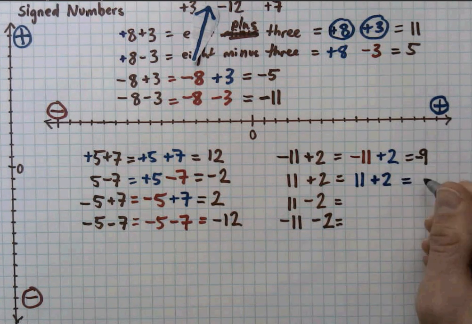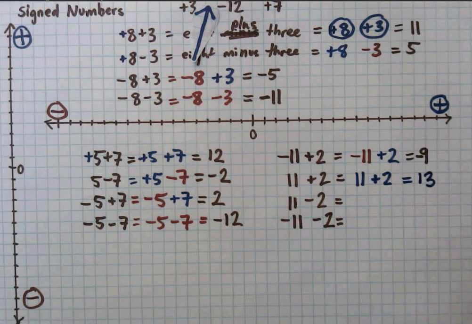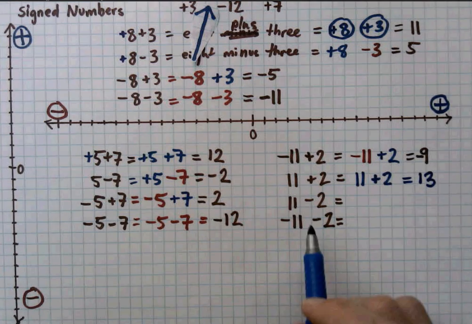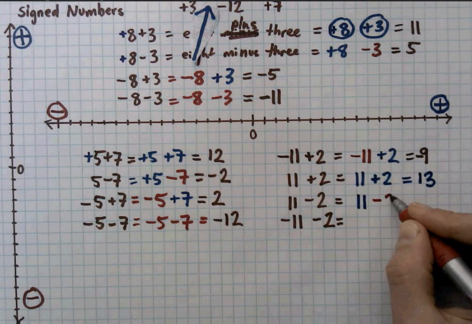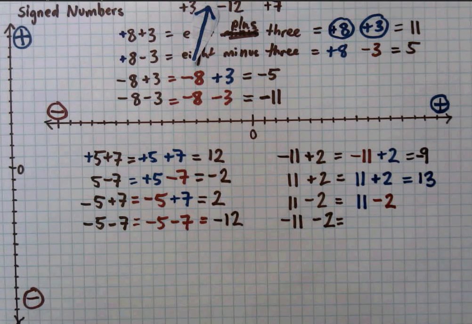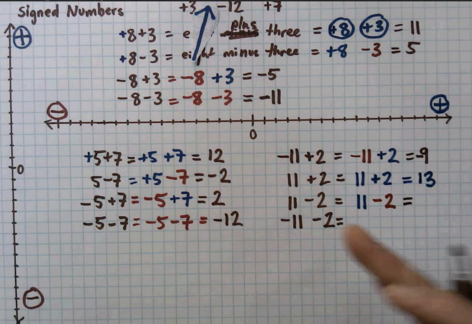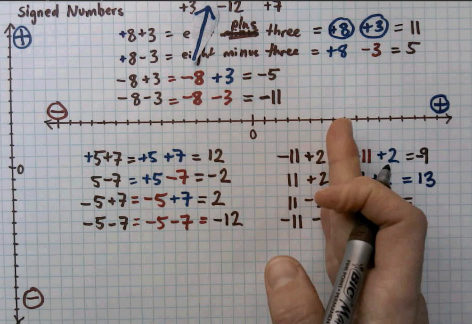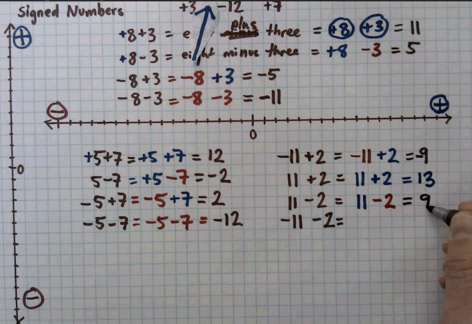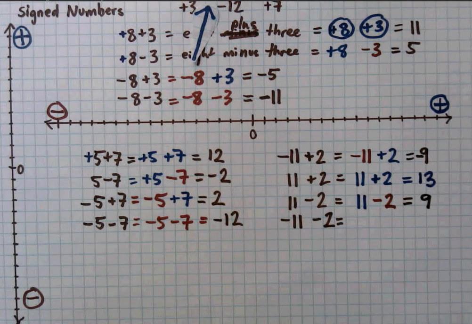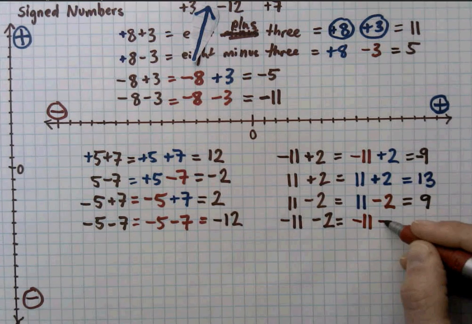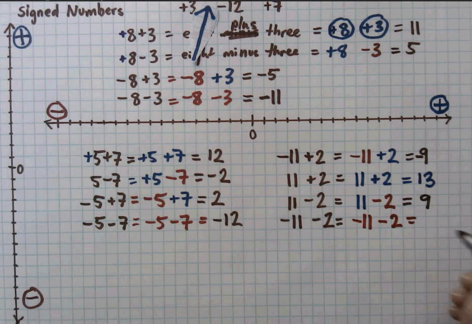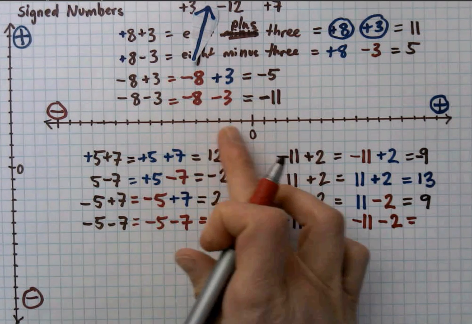Here we have a positive 11, but a negative 2. And so we have 11, but minus 2, we end up at 9. And finally, a negative 11 and a negative 2. So 11 below 0, and then 2 more still, leaving us at negative 13.